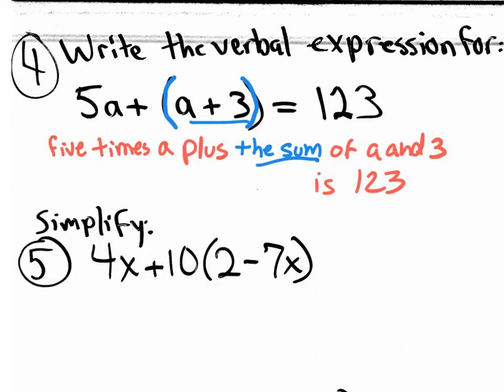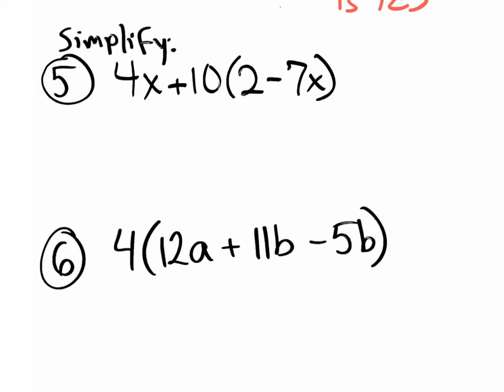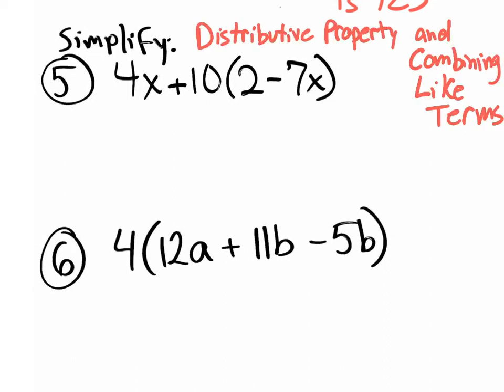Let's move on. Number 5 and number 6 is all about simplifying. Now, what does simplify mean? Distributive property and combining like terms, okay? So, there is distributive property. Let's distribute this positive 10. Positive 10 times 2, that's positive 20.